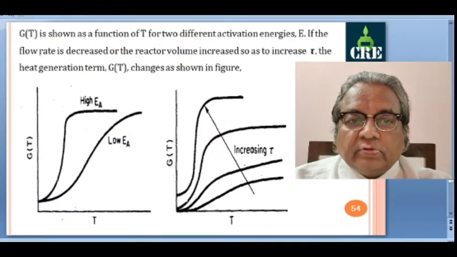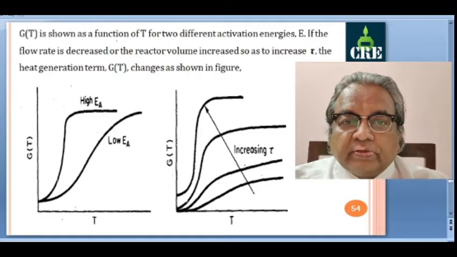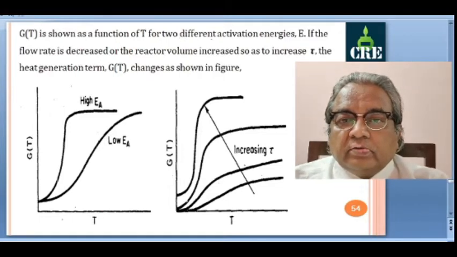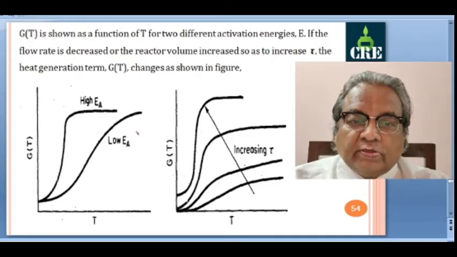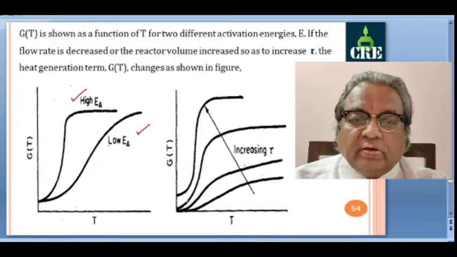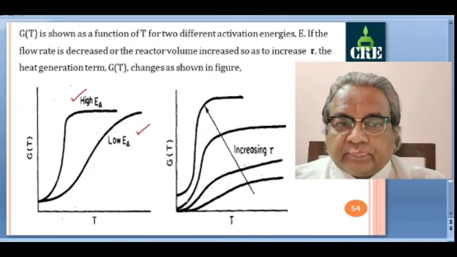Now here if you look at this generation term function, if you plot it against temperature for two different activation energies, for low energies it will be like this, for high energies somewhat the nature will be like this. If you go on lowering the activation energy, you will have some curves in this direction. If you make it still higher, it will become almost straight.